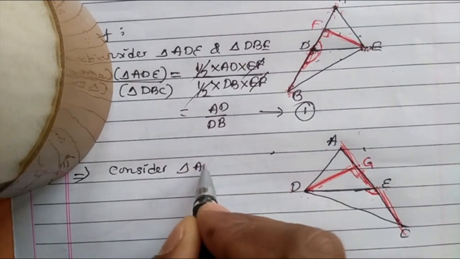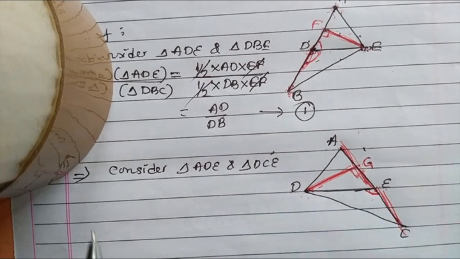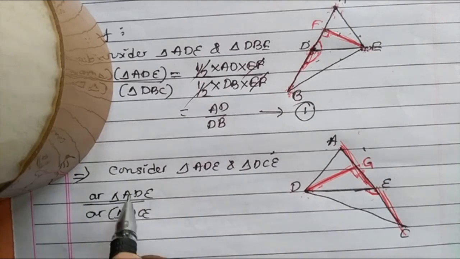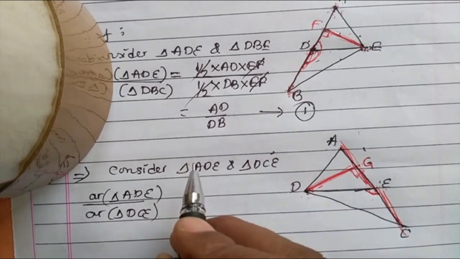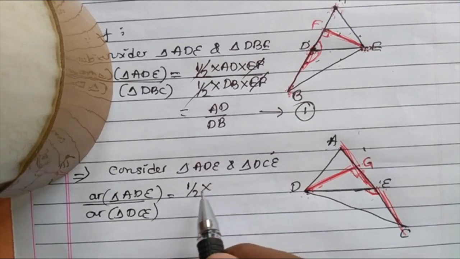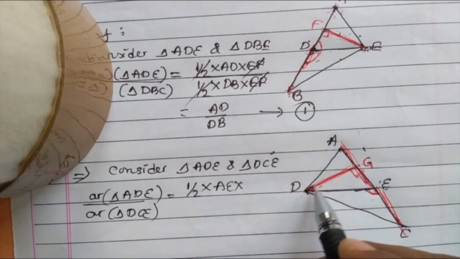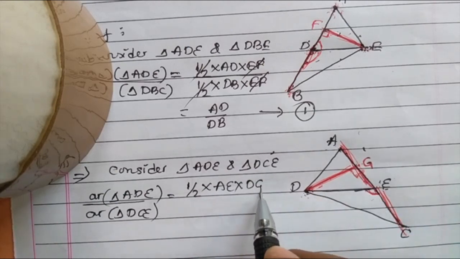Consider triangle ADE and triangle DCE. Area of triangle ADE by area of triangle DCE. So these ADE and DCE triangle areas I am dividing. Area of triangle ADE is half into base into height. Half into base, AE base, and height is DG, which is perpendicular.